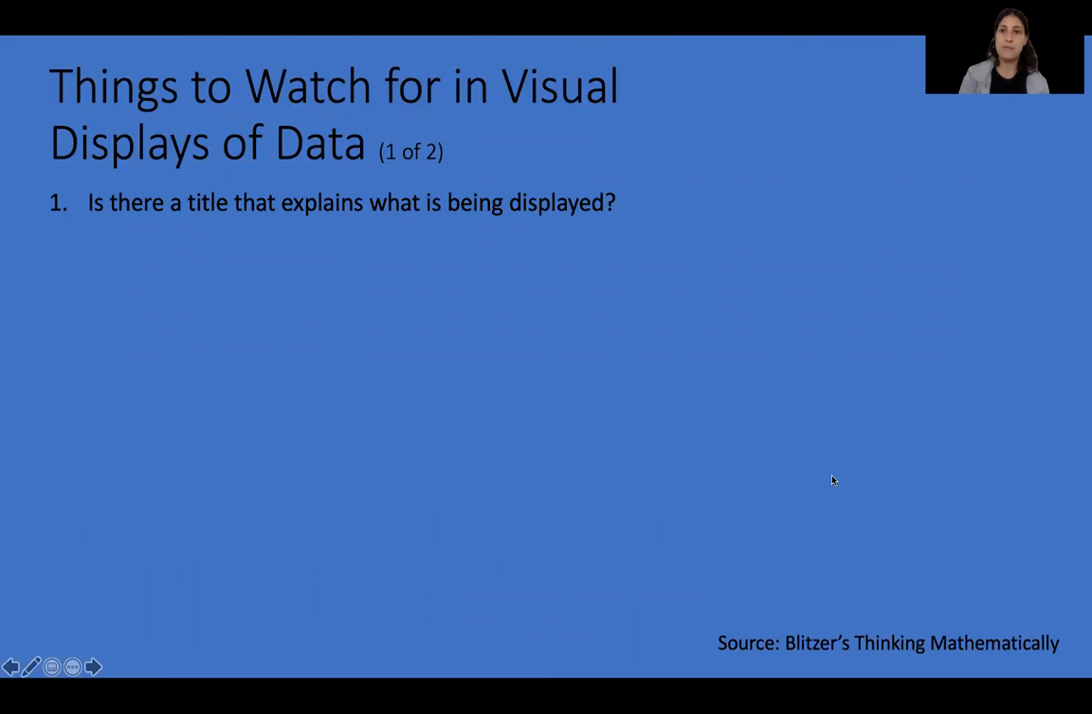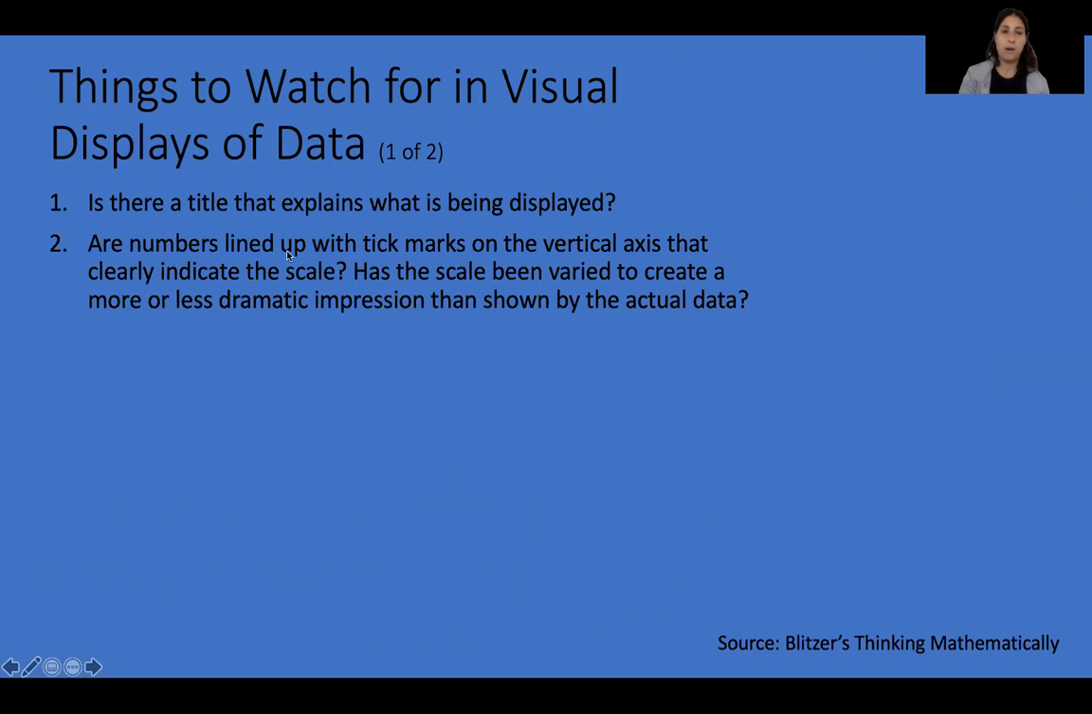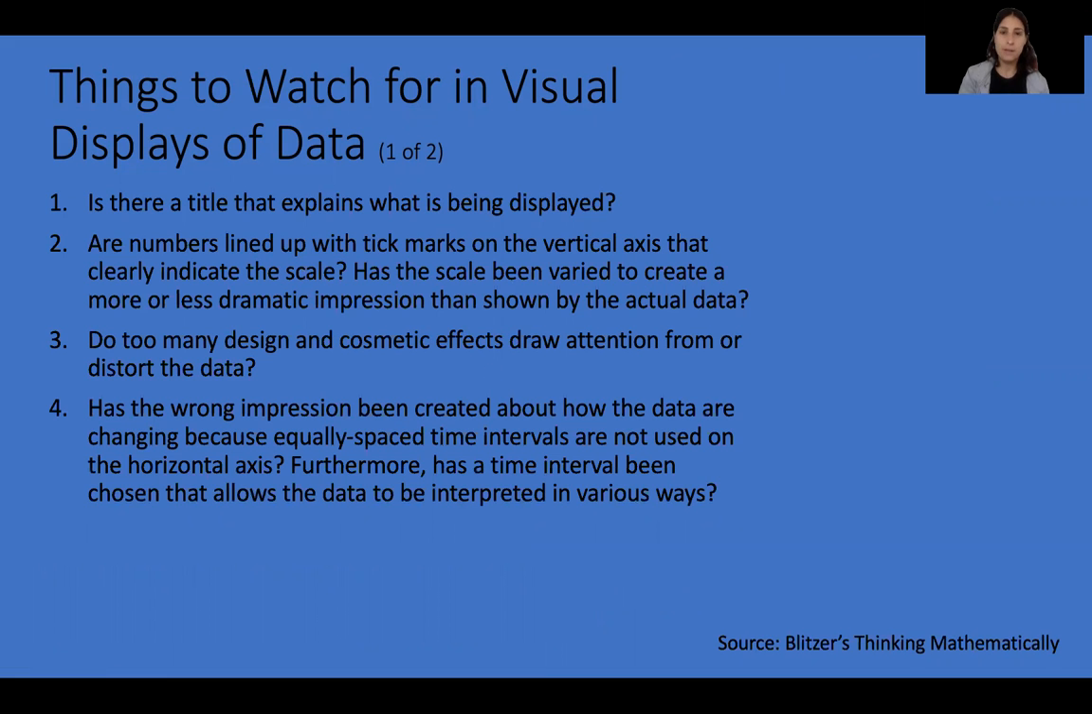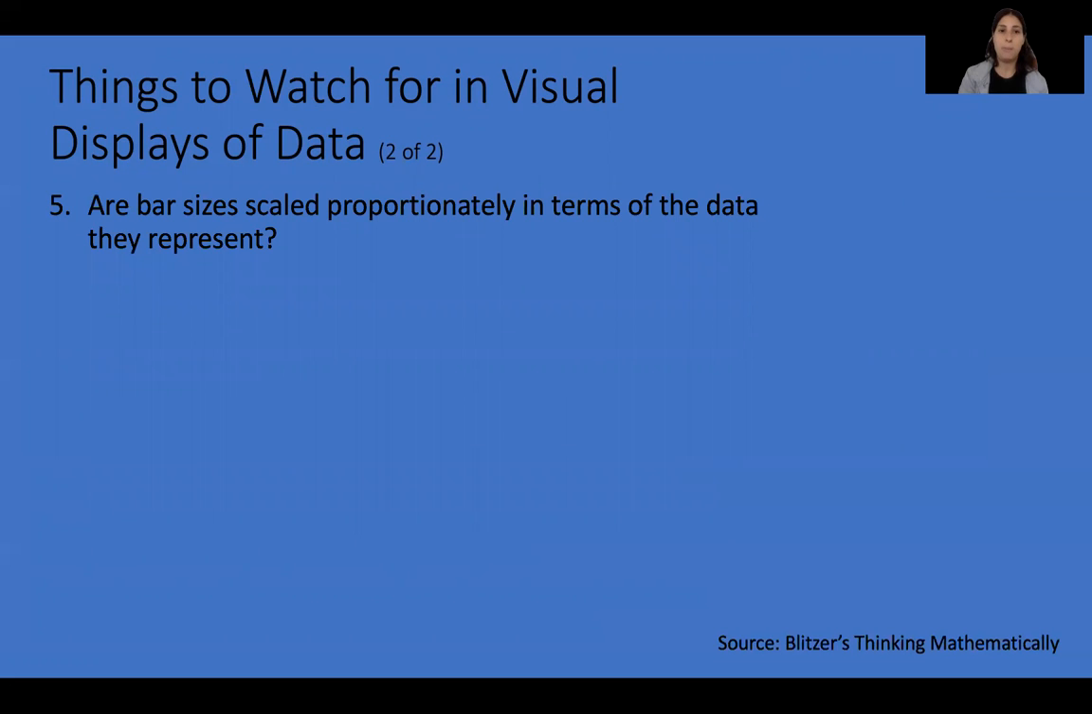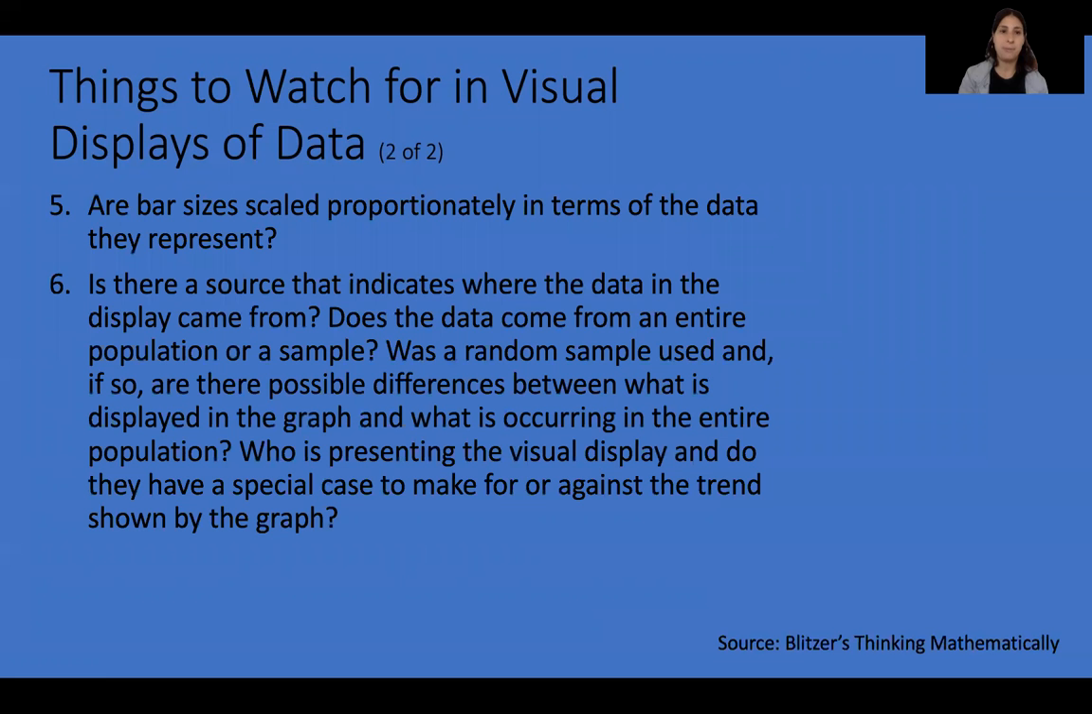Here are some things to watch out for in visual displays of data. 1, is there a title that explains what's being displayed? 2, are numbers lined up with tick marks on the vertical axis that clearly indicate the scale? Has the scale been varied to create a more or less dramatic impression than shown by the actual data? 3, do too many design and cosmetic effects draw attention from or distort the data? 4, has the wrong impression been created about how the data are changing because equally spaced time intervals aren't used on the horizontal axis? Furthermore, has a time interval been chosen that allows the data to be interpreted in various ways? 5, are bar sizes scaled proportionally in terms of the data they represent?